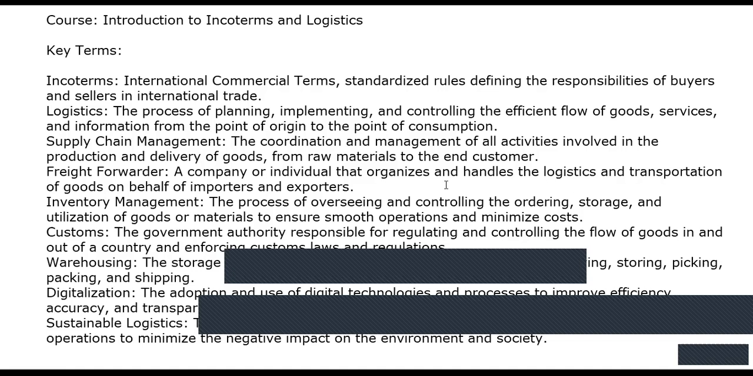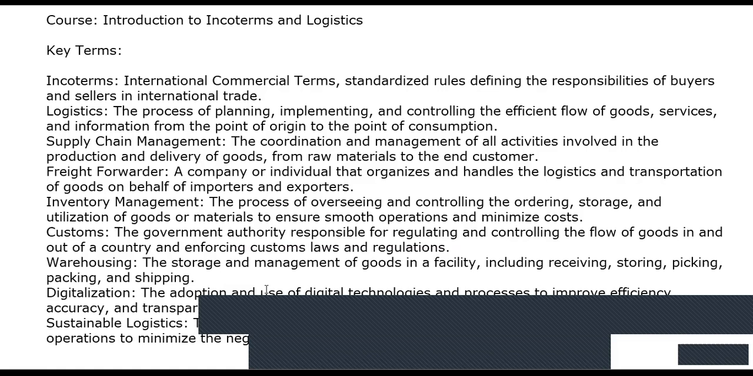So we also have inventory management, which is simply the process of overseeing and controlling the order, storage, and utilization of the goods and materials to ensure that there is a smooth operation in the flow of the goods and services. We also have customs, which is simply the government authority, in our case ZRA, which is responsible for regulating and controlling the flow of the goods in and out of the country and enforcing customs laws and regulations.